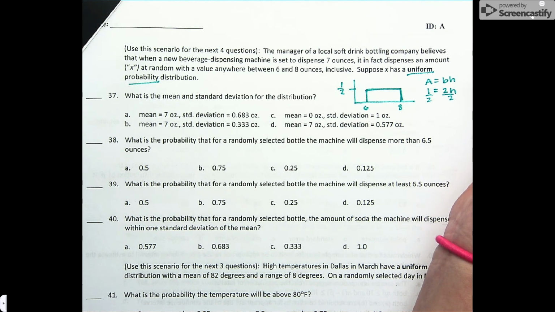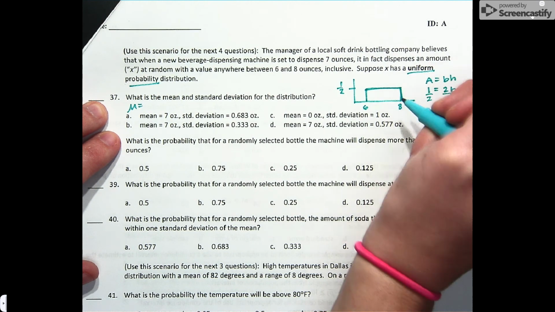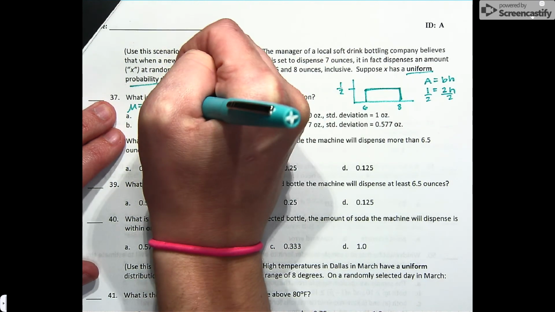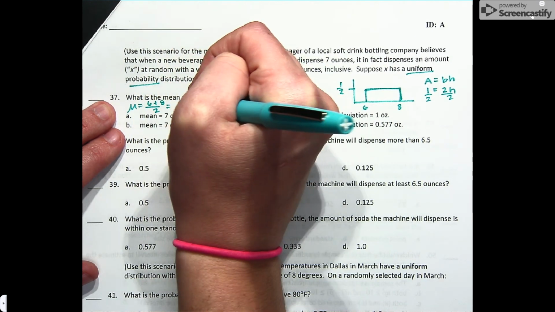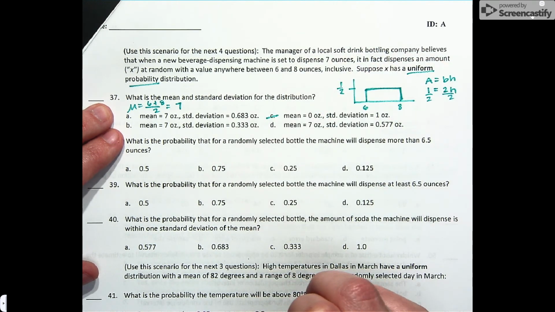Okay, but the first question they ask us is what is the mean and standard deviation for the distribution? So remember, the mean is just the average between the endpoints. So A plus B, so 6 plus 8 divided by 2, and that's how you get 7. So get rid of letter C there.